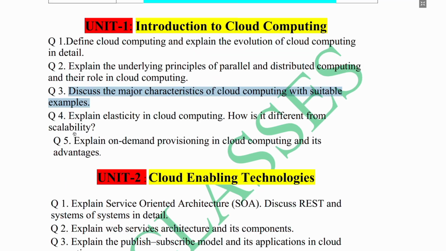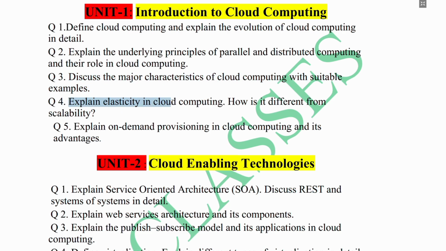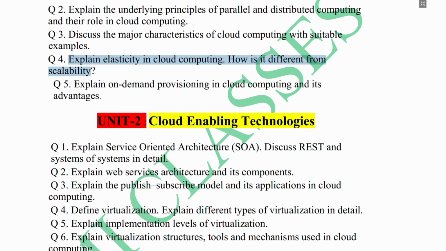The next question is: explain elasticity in cloud computing. How is it different from scalability? The next question, the last question of unit first, is: explain on-demand provisioning in cloud computing and its advantages.